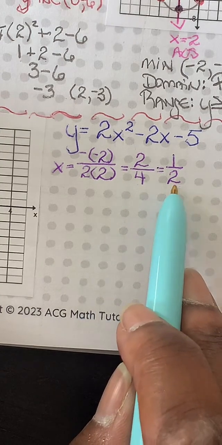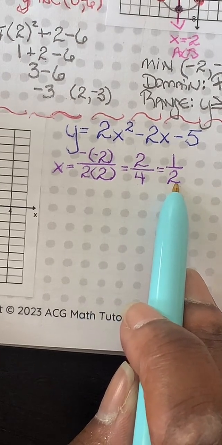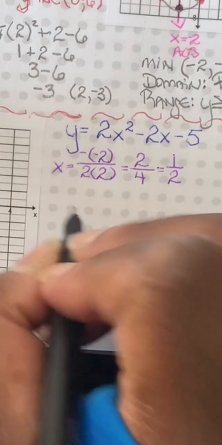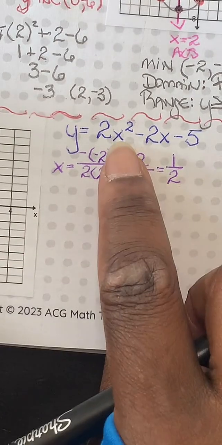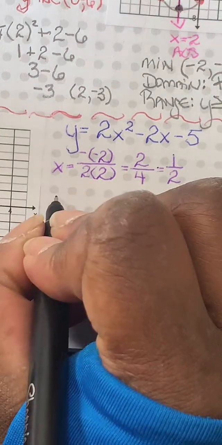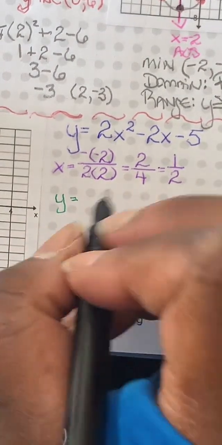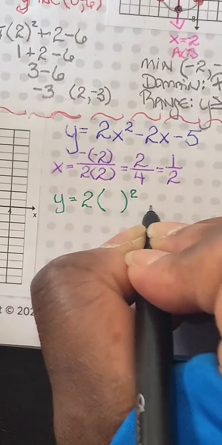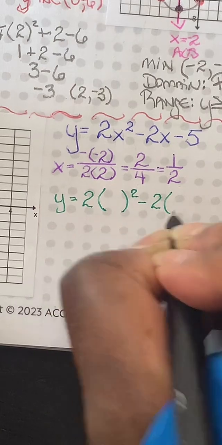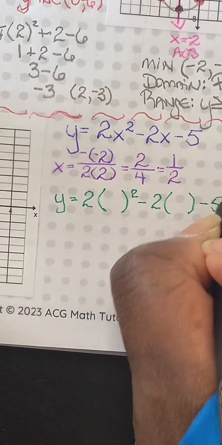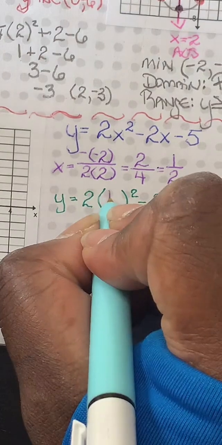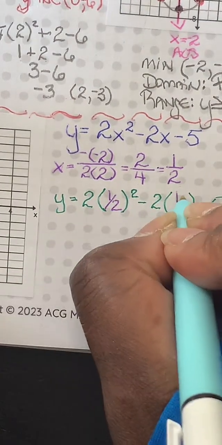Good. So this is the x value of our vertex. Now we need to find the y value. So for us to find the y value, we need to substitute this 1/2 in for the x's. So we have 2 times, we're going to have our 1/2 squared minus 2 times that 1/2 minus 5. So put our 1/2 here and our 1/2 here.